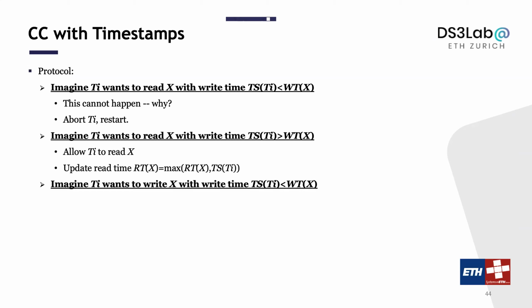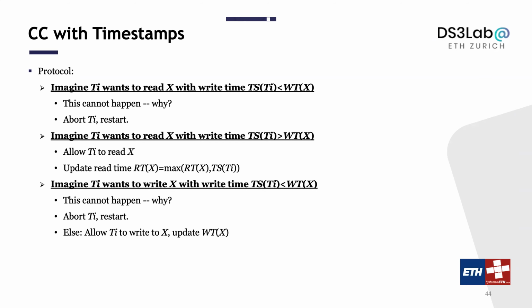So imagine you have TI and it tries to write to X with a write time that happens in the future, in the sense that the timestamp of TI is smaller than the write time of X. In this case, of course, it cannot happen because I'm trying to overwrite an object from the future. That's going to break my serial schedule, so I'm going to abort TI. Otherwise, if the timestamp of TI is larger than the write time of X, I'm going to allow TI to write to X, and then I'm going to update the write time of X.